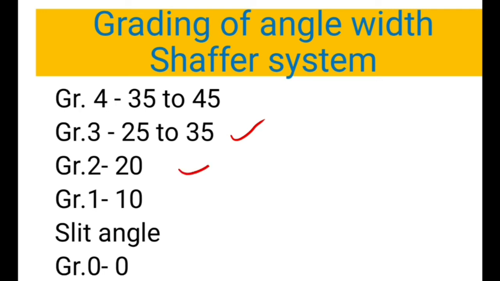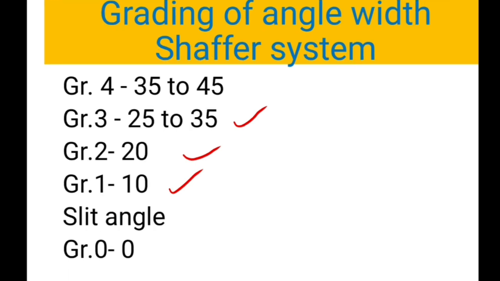In grade 2, it is up to 20 degrees. It is a moderately narrow angle where you can see only the trabecular meshwork. Whereas in grade 1 it is only 10 degrees of angle which is seen, meaning you can see only up to the Schwalbe's line or the top part of the trabecular meshwork.